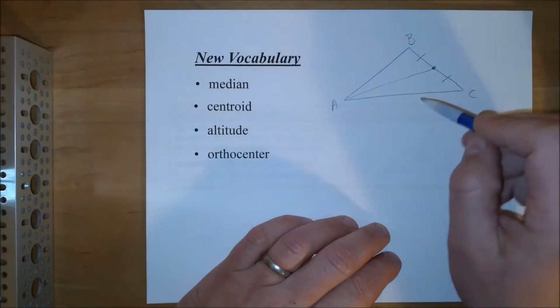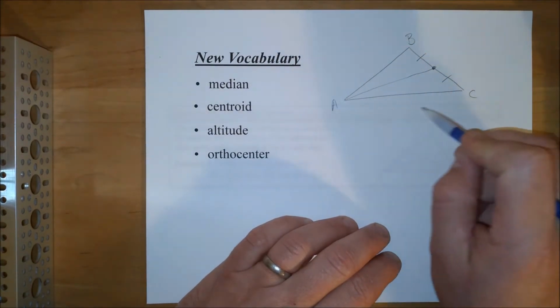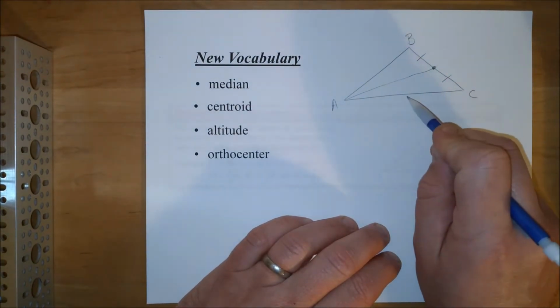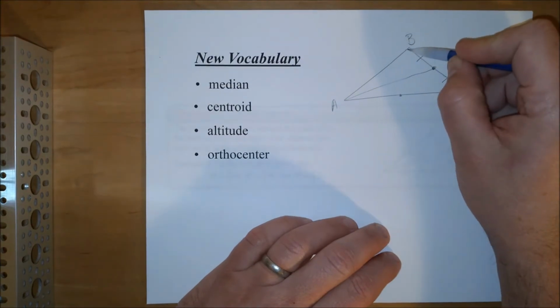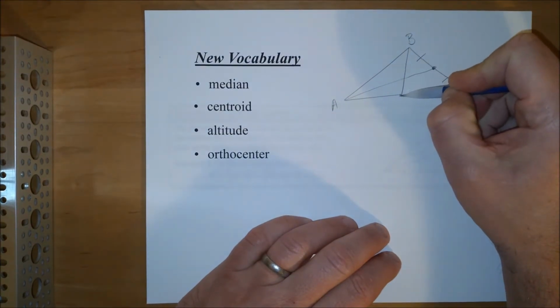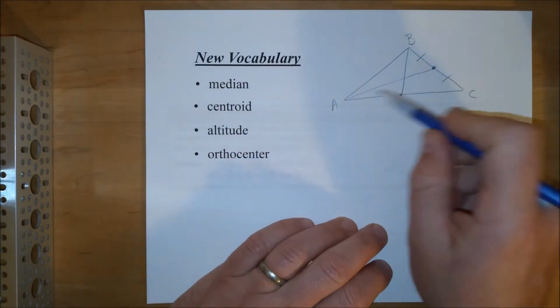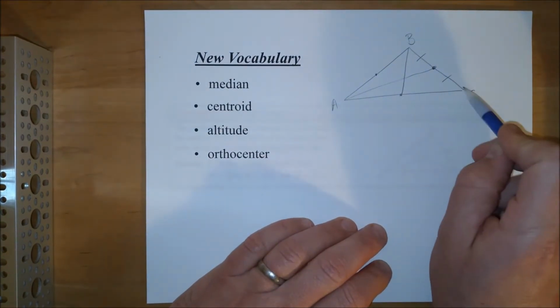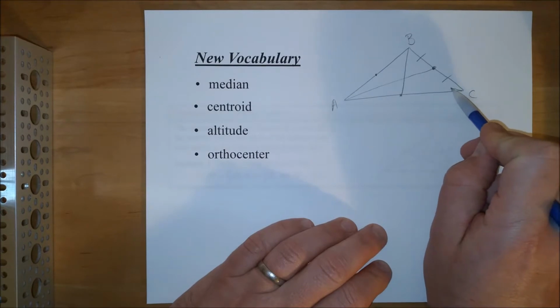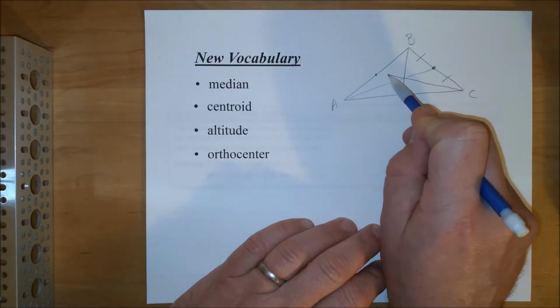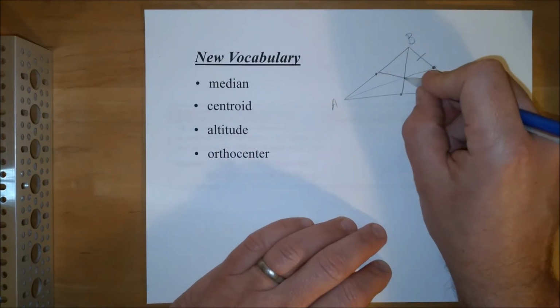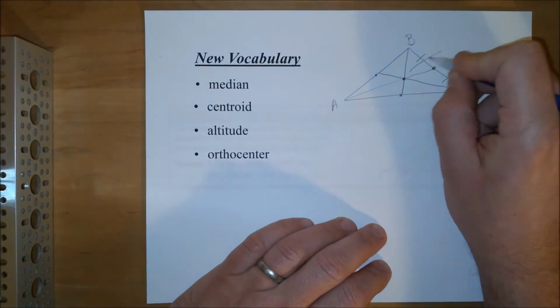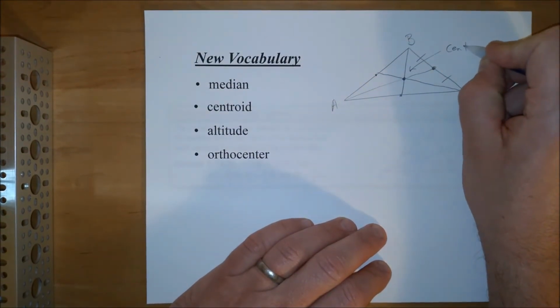Now it just so happens that if I did this for all three sides in a triangle, I'm going to pick the midpoint of AC and draw another median. And I'm going to pick the midpoint of AB, and we're going to draw another median. That's about the midpoint there. All three of the medians, if you draw them in a triangle, will converge at the same point. And this point is called the centroid.